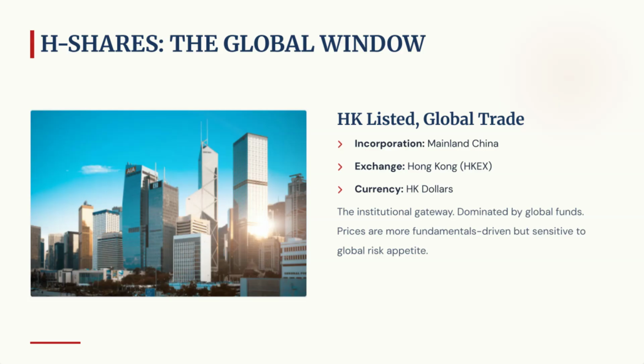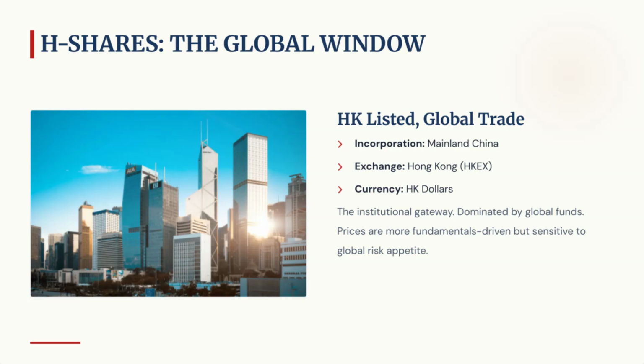H shares were for many years the primary way international investors obtained exposure to large Chinese companies. Before QFII, before Stock Connect, before any of the mechanisms that opened A shares to foreign capital, H shares were the default channel. The large Chinese state-owned banks, insurance companies, oil and gas groups, and infrastructure companies that needed to raise capital from international markets went to list in Hong Kong specifically to access that investor base.